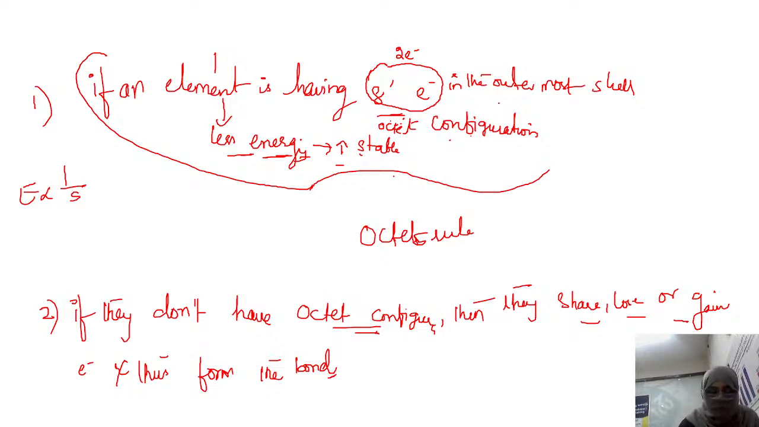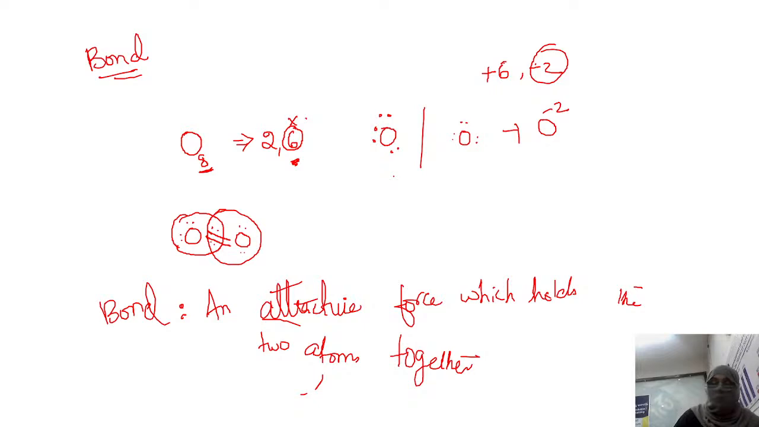The first statement is if they have 8, they are stable, they do not react, they are having octet configuration. But if they do not have 8, then they share, lose, or gain, and try to become octet, and that means they're forming the bond. Whenever electron is shared, lost, or gained, a bond is formed. Please remember, bond is formed by sharing, losing, or gaining electrons. So let's talk about the bond. You can say that a bond is an attractive force which holds the two atoms together.